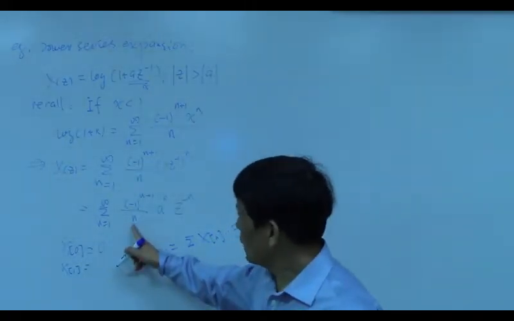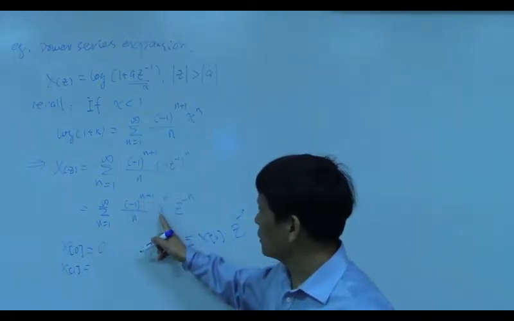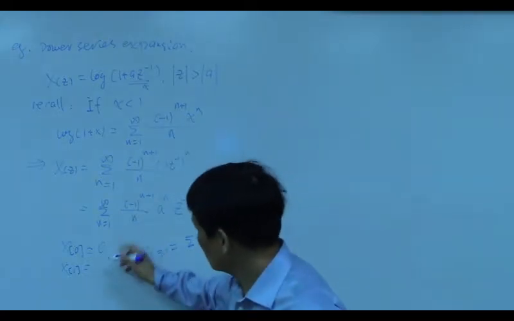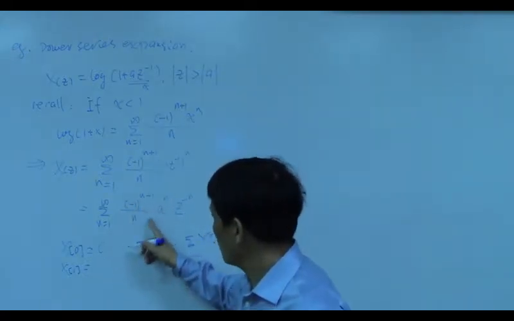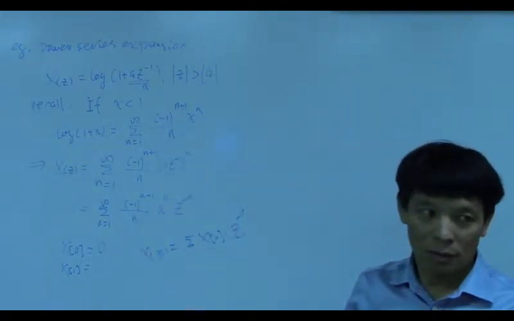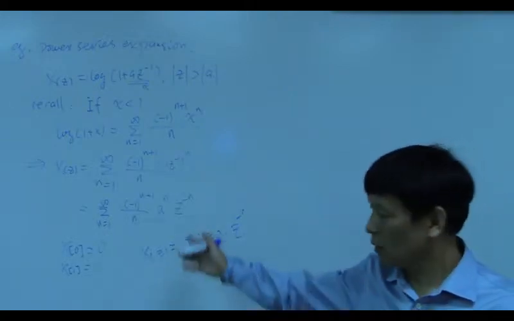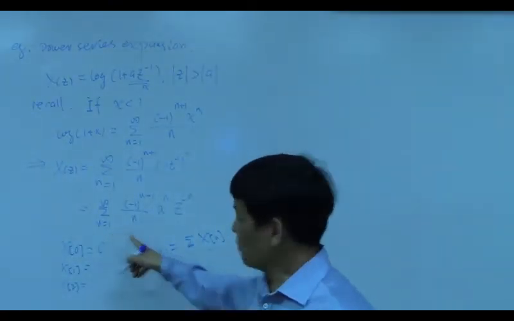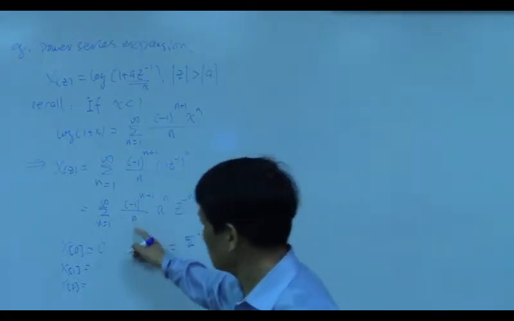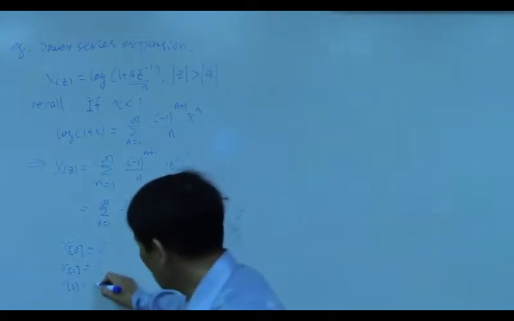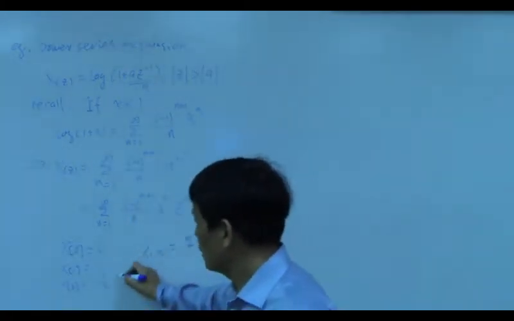x[1] means n equals 1. This one is negative 1 to the 2, so that is 1, and this is a. So x[1] is 1 over 1, times a, so this equals a, when n equals 1. What is x[2]? x[2] means when n equals 2, because this is z to the negative 2. On the top that will be negative 1, on the bottom that will be 2. So this is negative one half, and this one will be a squared.